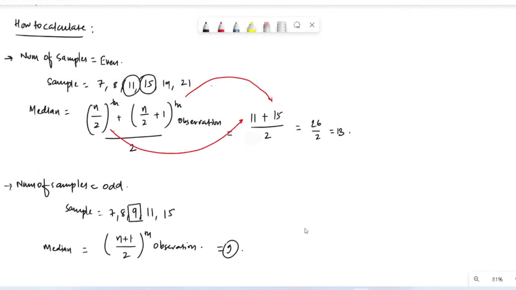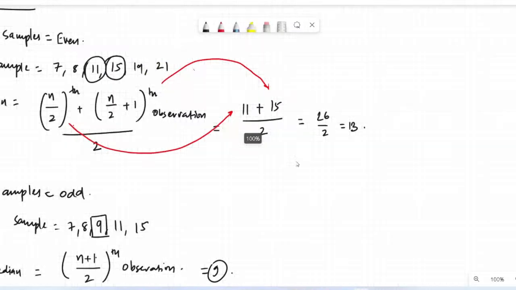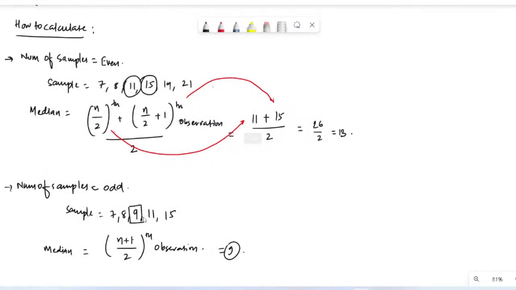So these are my two types of sample distributions. If your number of values is even, then that's the way to calculate the median. And if your number of samples is odd, then this is the way to calculate it. Okay, so that's how we discuss all these points.